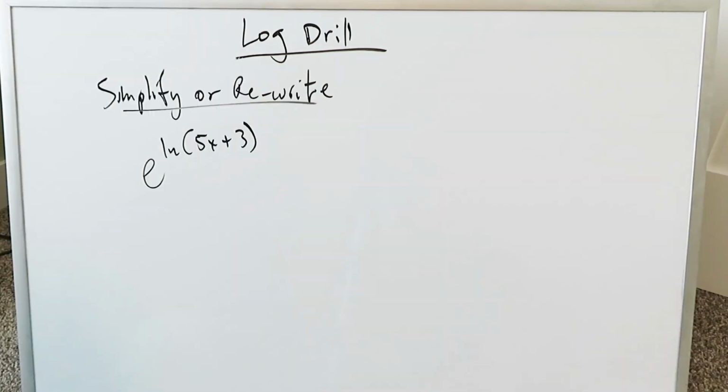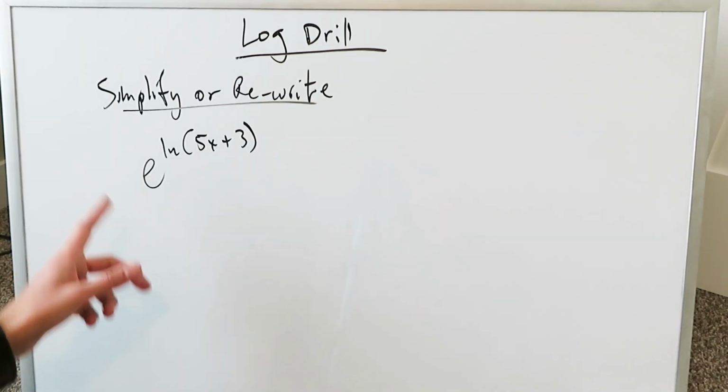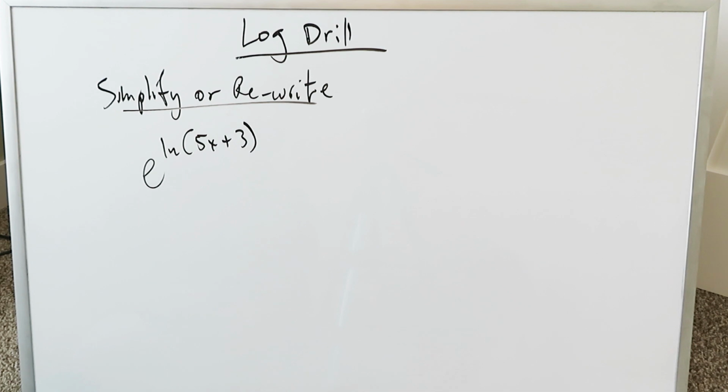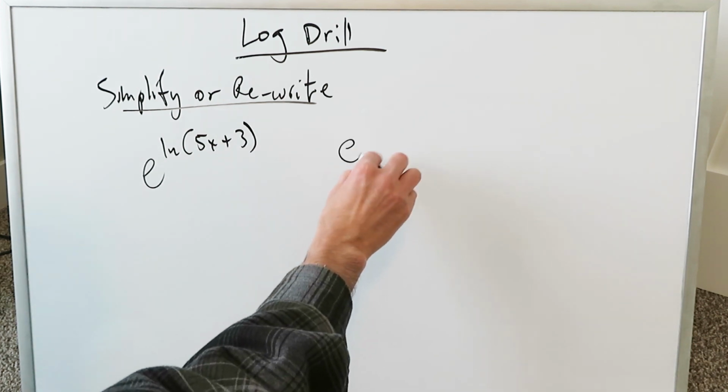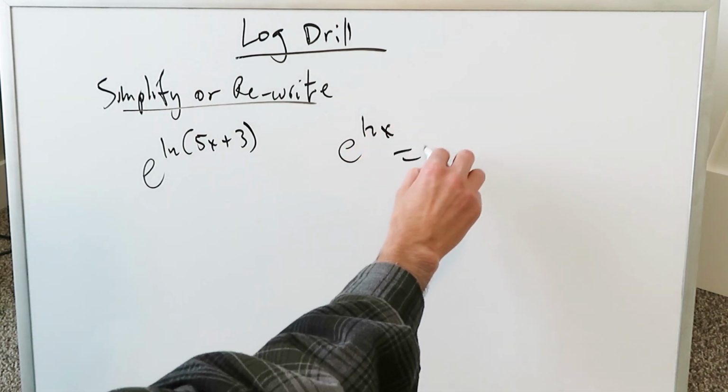And there it is. Let's look at two more questions. In this one we have to simplify or rewrite this expression. I would very much like to remind you of this specific property: e to the ln x is always equal to x.